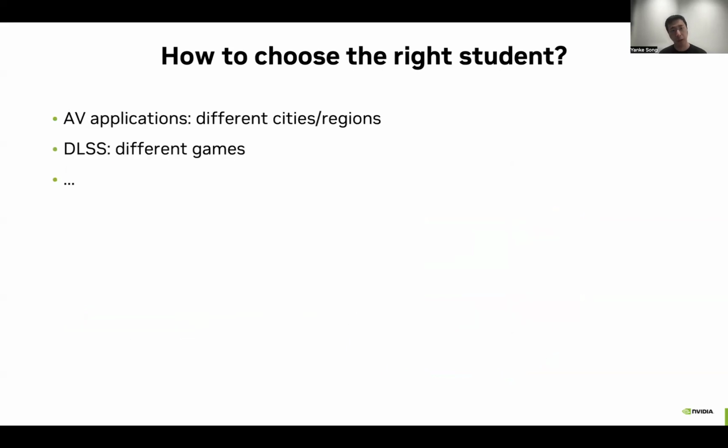We obviously have different specialized strategies for different applications. For example, for autonomous driving, we can assign different cities to different students. For games, we can assign different types of games to different students for applications like DLSS.